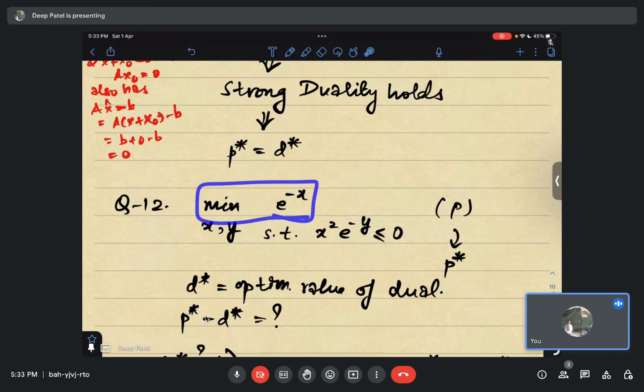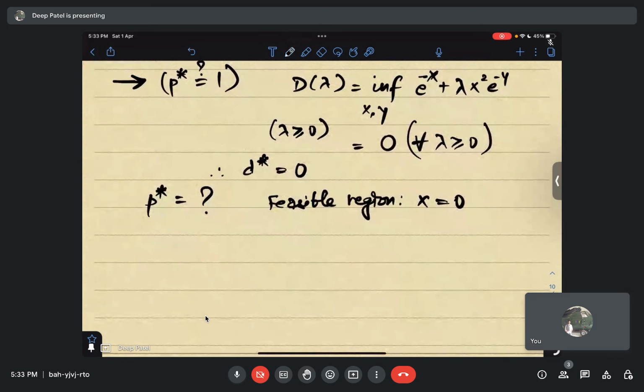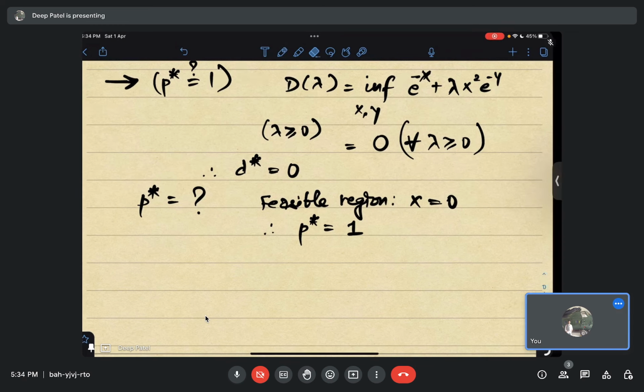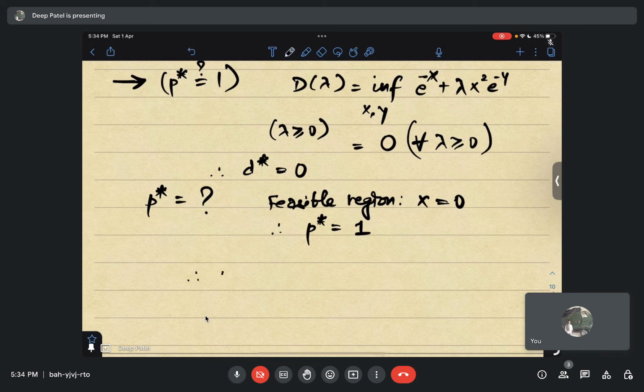So what's the minimum value here? It is 1. So it's fine, and there we have the answer. So p star minus d star will be the duality gap. It was just going through the steps one by one.